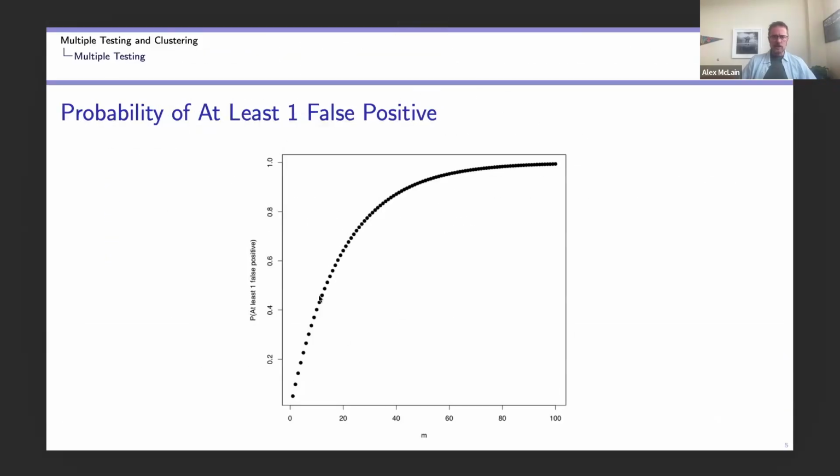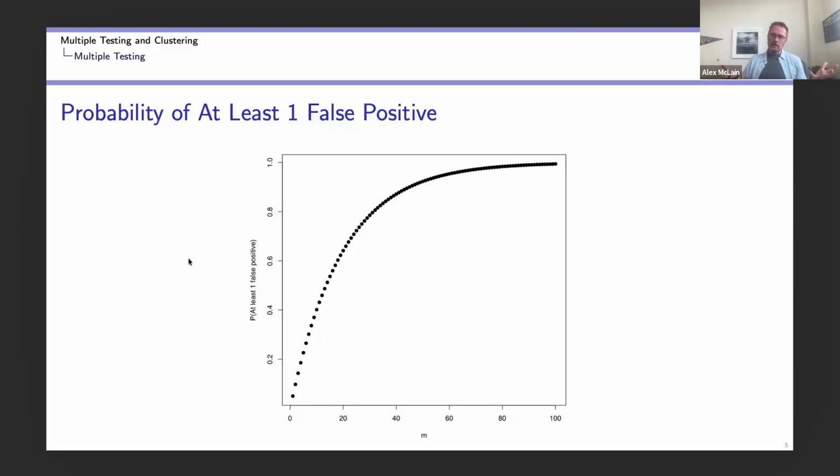This figure shows that probability. Down here, if we do one test, the probability we make one mistake is 0.05. If we go up to 20 tests, the probability that we make at least one mistake is over 60%. If we do 40 tests, it's about 85%. And once we're up to 60 or 80, the probability is basically 1. So if we do enough tests, making a mistake is almost certain.